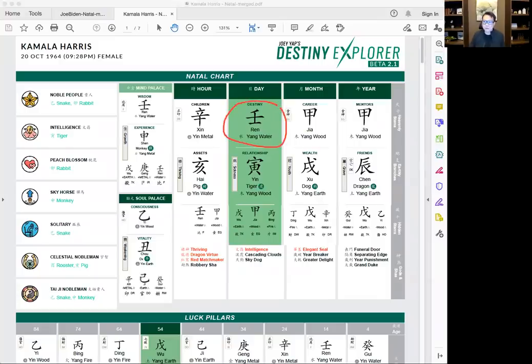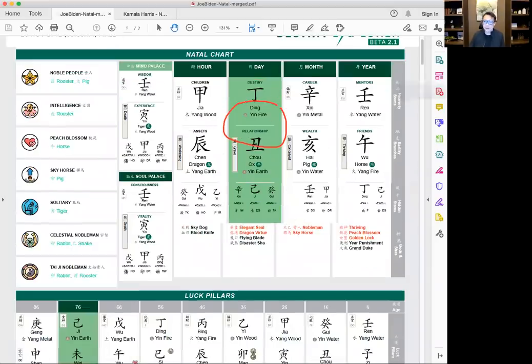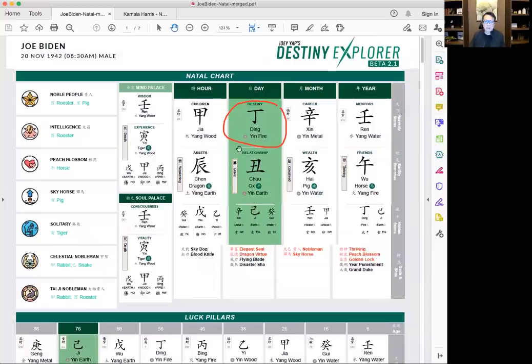For those who study later on, in the next couple of days, if I'm talking about combination of stems, you would see that Yang Water and Yin Fire is a combination in terms of astrology. So that makes a pretty good partnership. Okay. So we see that.